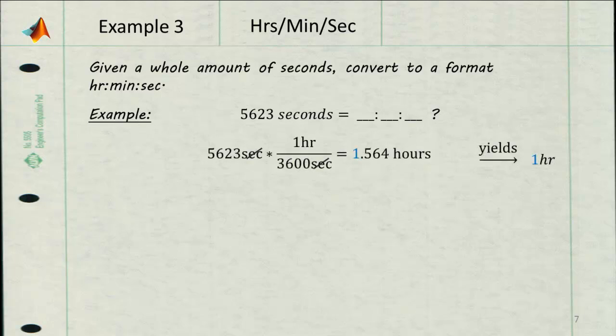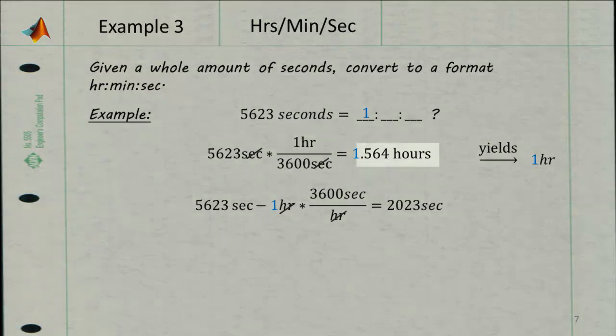Well, first you want to find the number of hours. So by dividing by 3,600, you convert to a number of hours. But you're getting decimals again. That gives us 1.5 hours. But that's one full hour. So that answers our first dash at top, but after that we still have to figure out the minutes and the seconds.